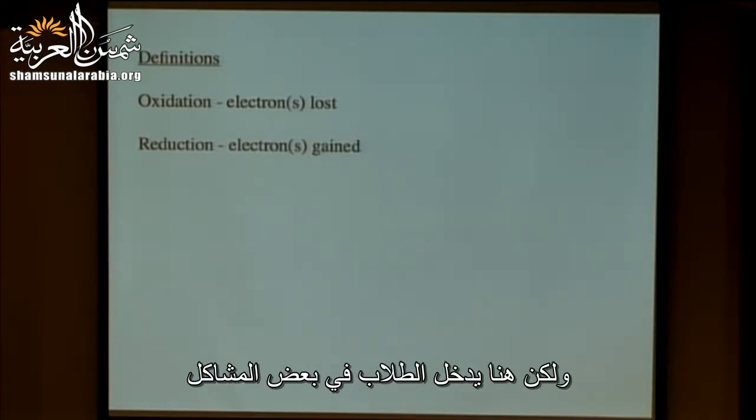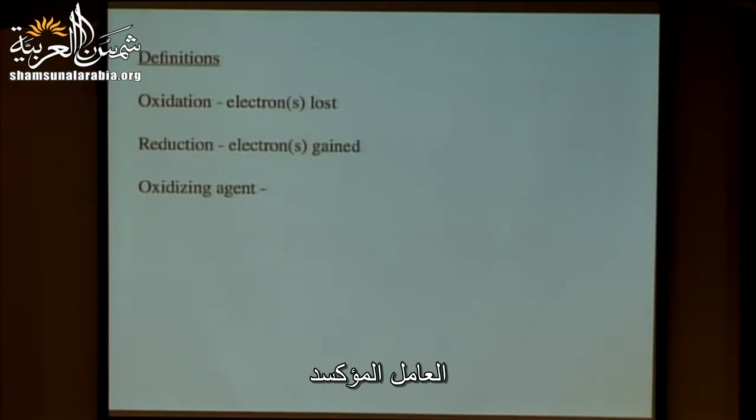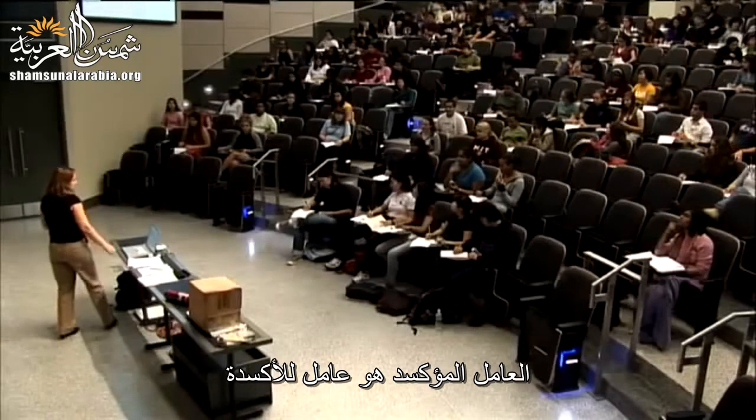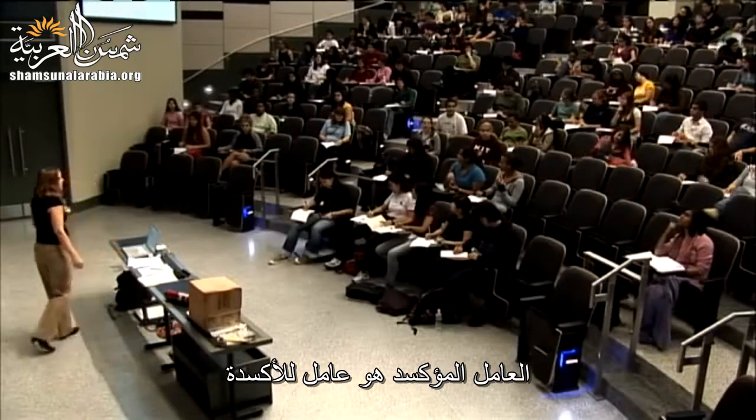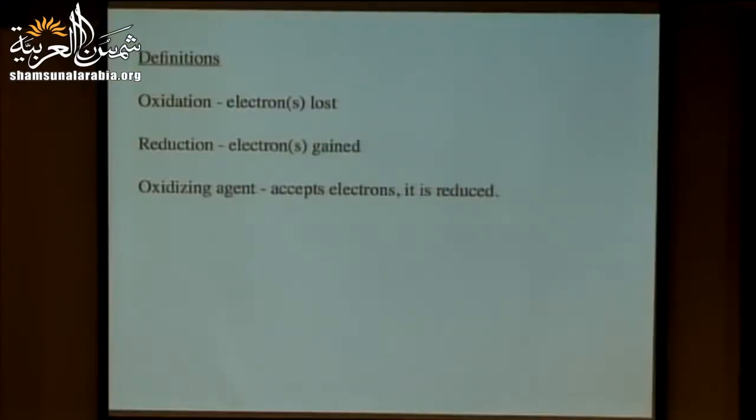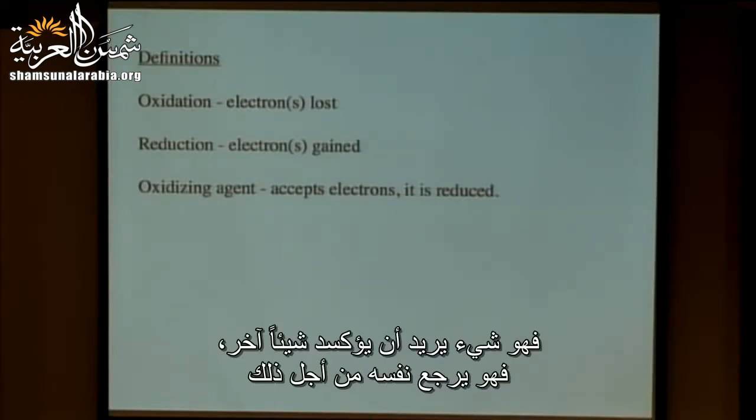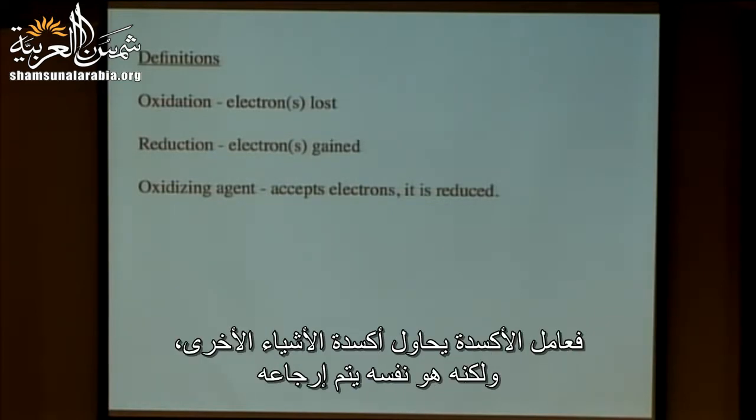Here are some that give people a little bit more trouble. Oxidizing agent. So it is an agent of oxidation. So an oxidizing agent is something that wants to oxidize something else, so it gets reduced itself. So it's an agent of oxidation. It runs around trying to oxidize other things, but it itself is going to get reduced.